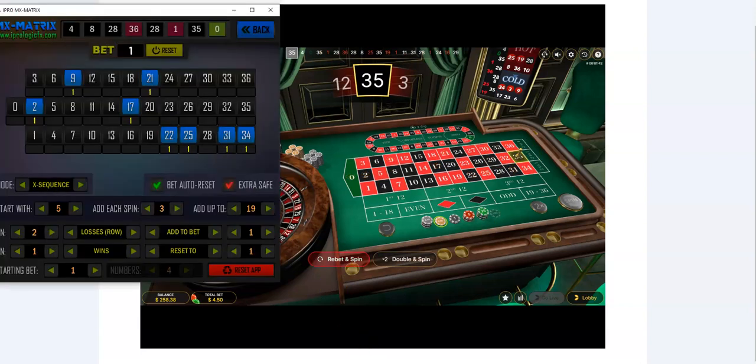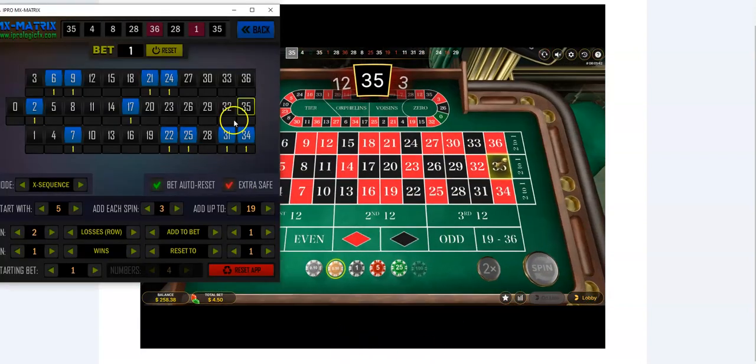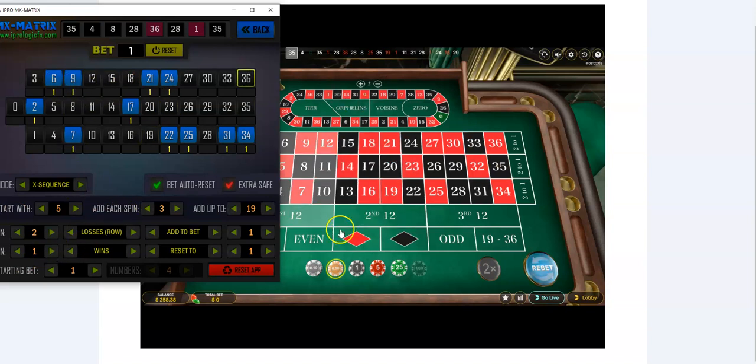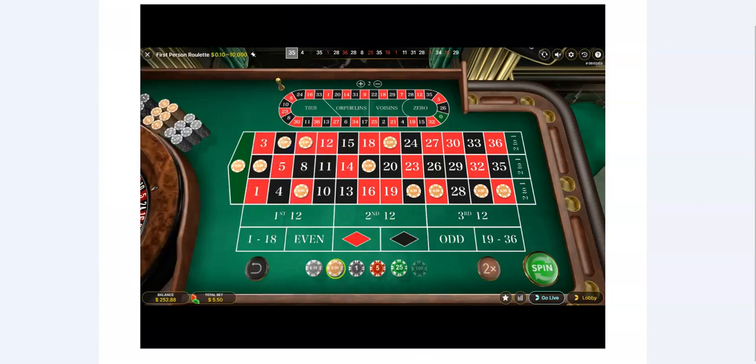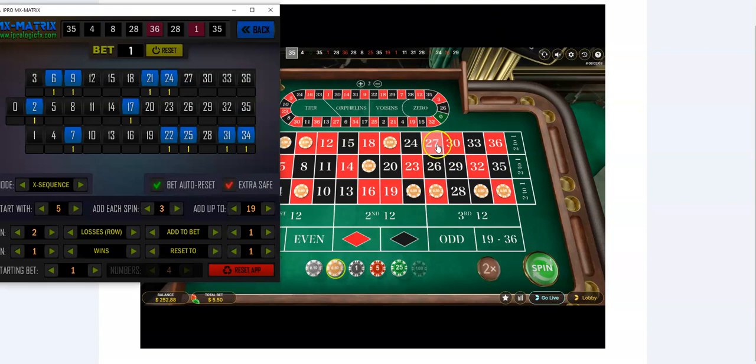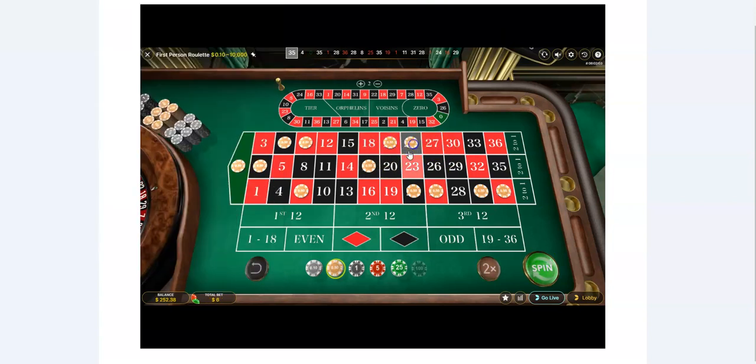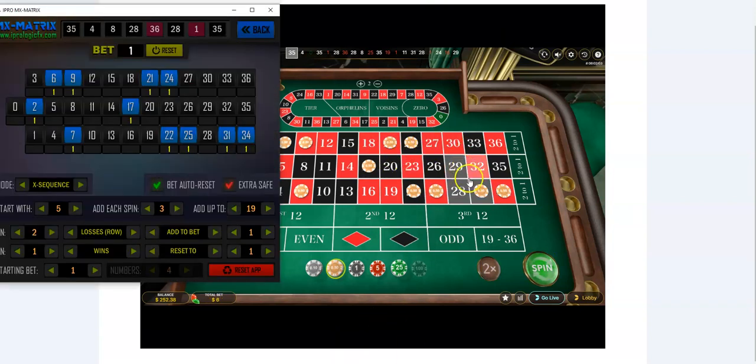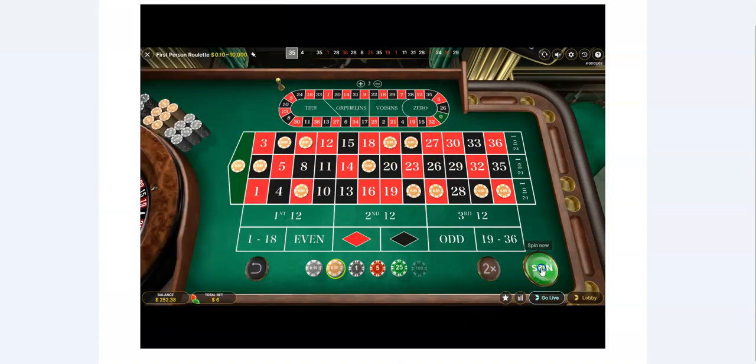Okay, 35 we didn't have. So when you have a couple of misses, you do what you got to do. Right? What do we have here? Must have added something. Okay, 6 is added. 7 is added. 24 is added. And what else? That's it. Here we go.